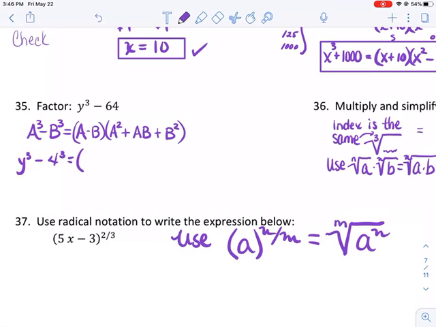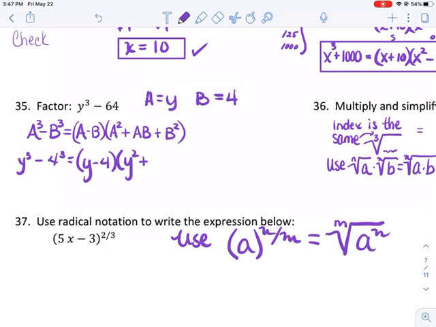So then all I need to do is plug in here. I have y cubed minus 4 cubed. So a in this case is y, and b is 4. So I get y minus 4. Sometimes the mistake is students will say y minus 64, but you've got to use the cube root of 64. So y minus 4 is equal to y squared, and then it's the opposite sign.